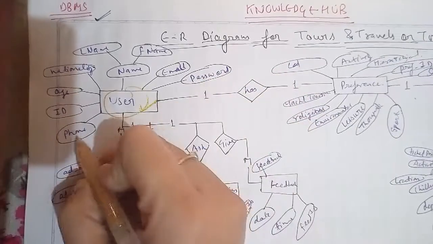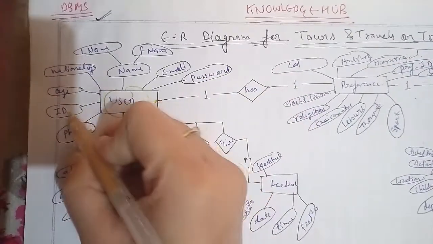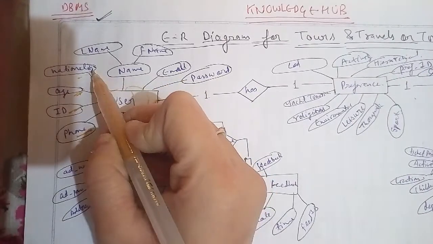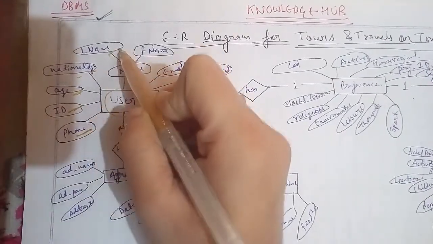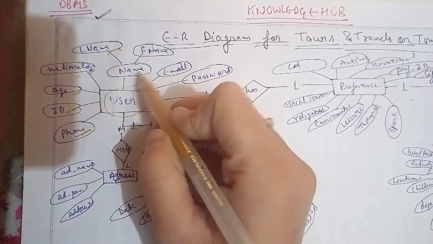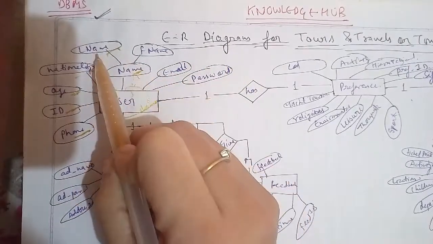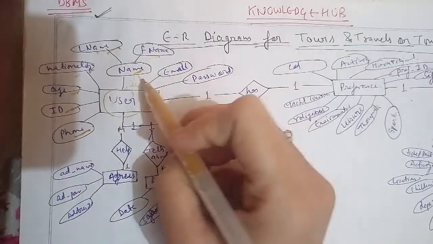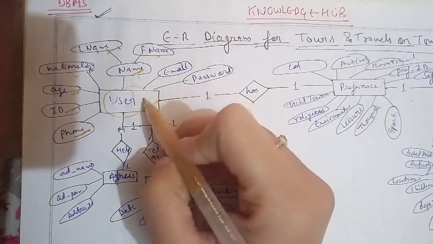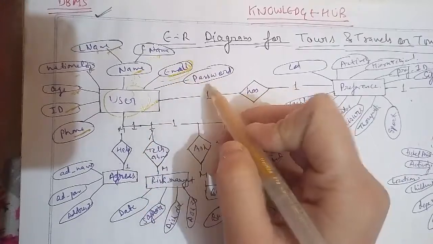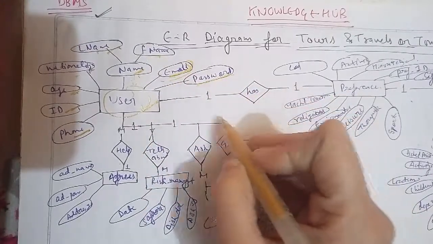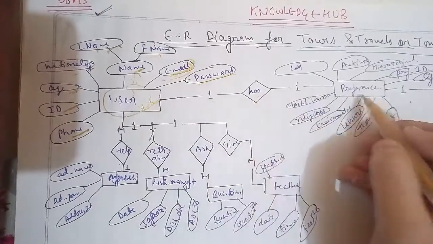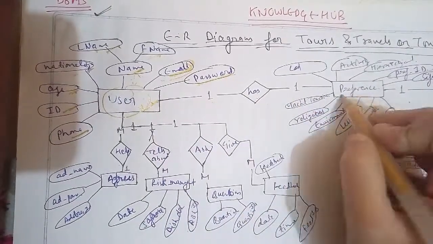The phone number of the user, then ID, the age of the user, then of course the nationality, then the name. In the name case, it is subdivided into last name and first name under the name category. And then after that we have the email and password. So the user that is connected should have preferences.